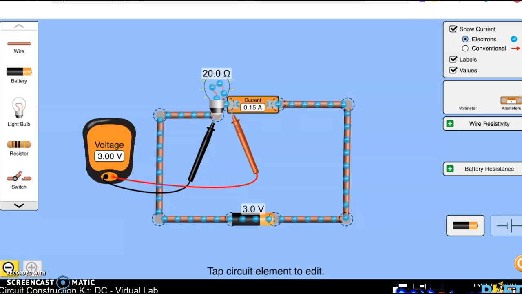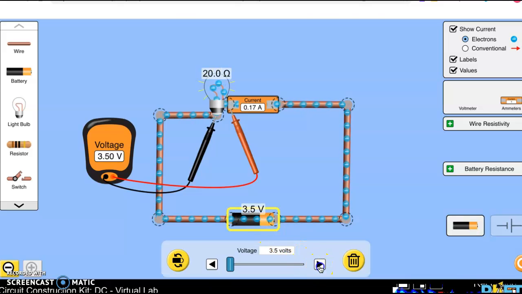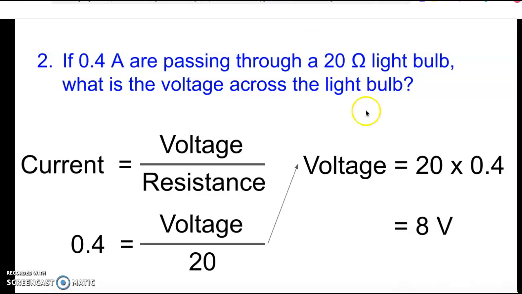The question wants the current to be 0.4. How much voltage do I need? Well, what I can do is click on the battery and just increase it until I get to the amps that I want. Okay, there. I've got 0.4 amps, which is what the question wants. And to get that, I had to get my battery to 8 volts, which is the same answer we got with the math. So you can use the program to play around until you get the numbers that the question asks for, or you can do the math.